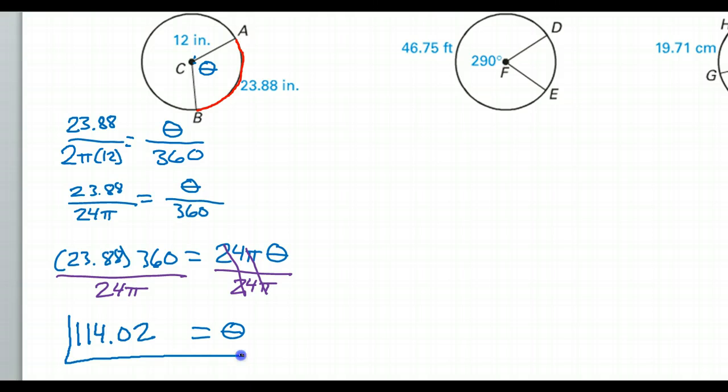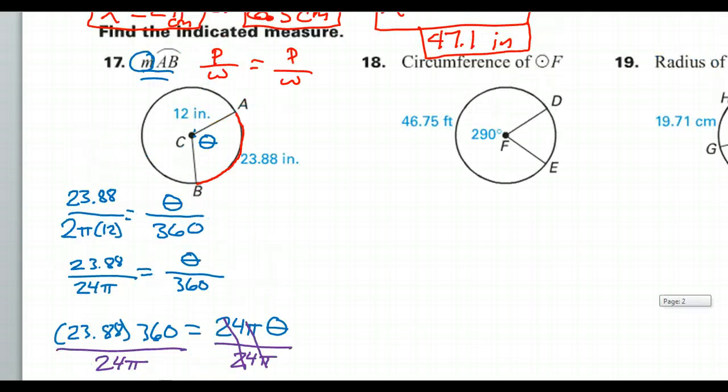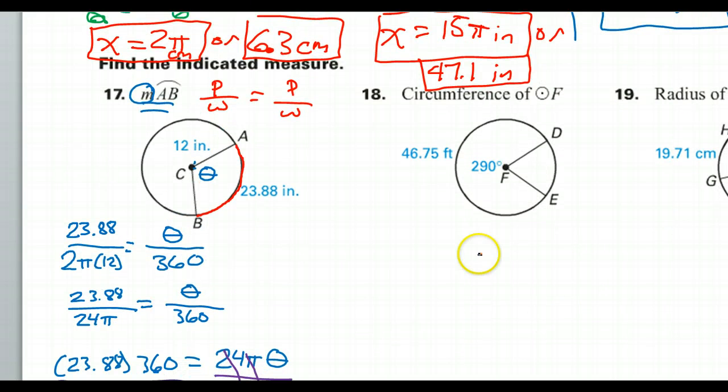Okay, so we really cannot get an exact answer because of the decimals that were already there. So this is the best we can do. And this is degrees. We were finding the measure of this angle or the measure of this arc. Either way, it is degrees. So that is what is happening on problem number 17.